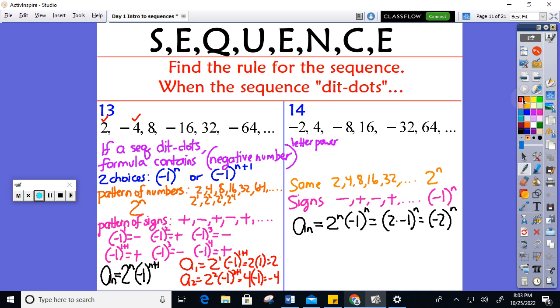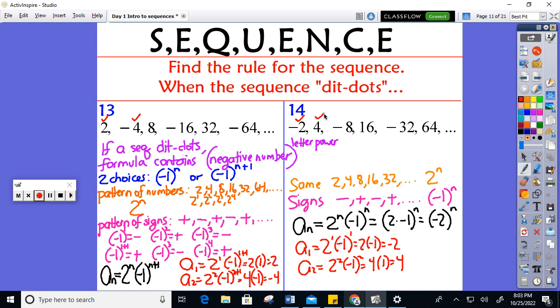Now if I test it using the original setup, I could say, okay, well that would mean that a sub 1 is 2 to the first times negative 1 to the first. That's 2 times negative 1. That's negative 2. Hey, yeah, that works on this one. That was the first term. A sub 2 is 2 to the second times negative 1 to the second. That's 4. Negative 1 to the second is positive 1. That's 4. Hey, yeah, that's right.